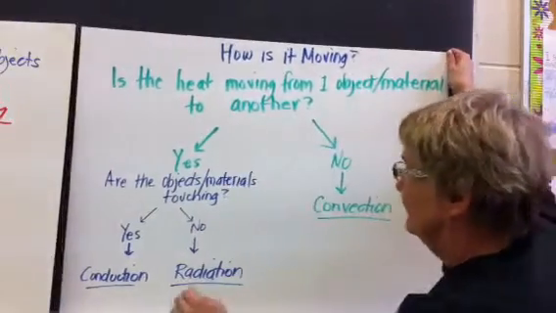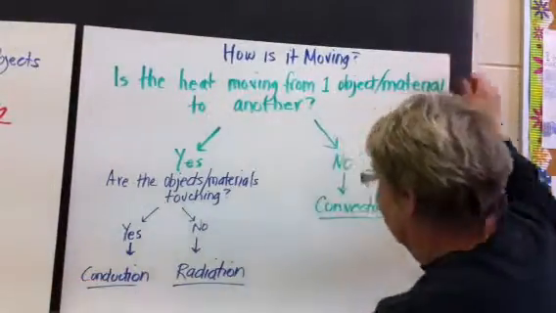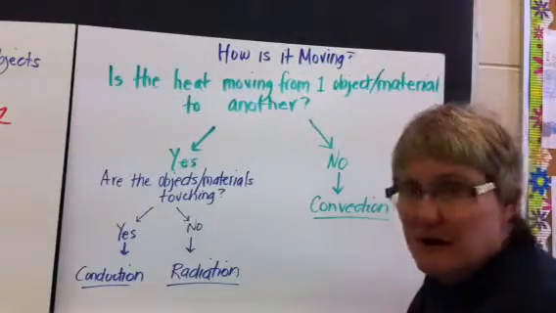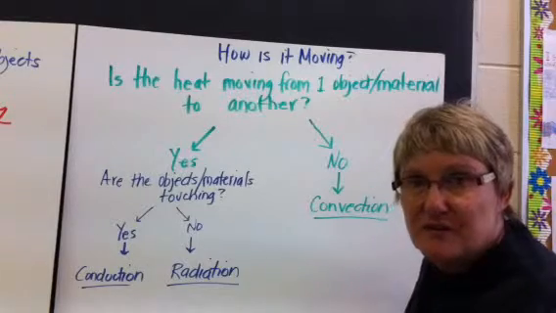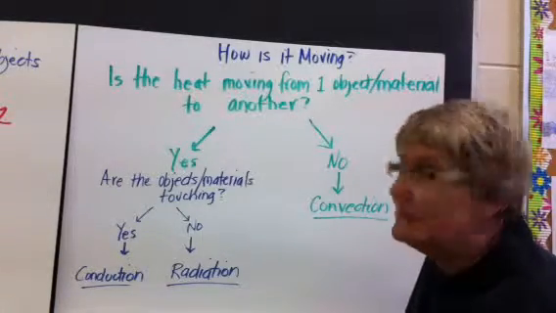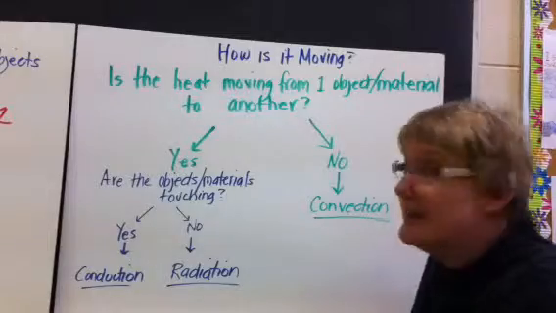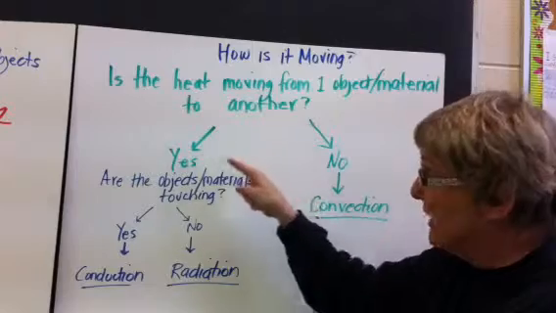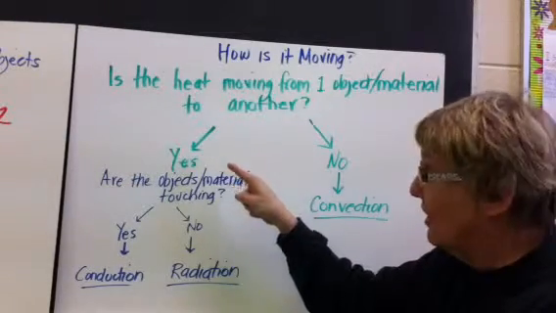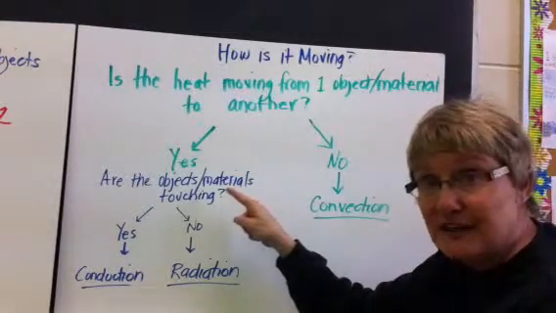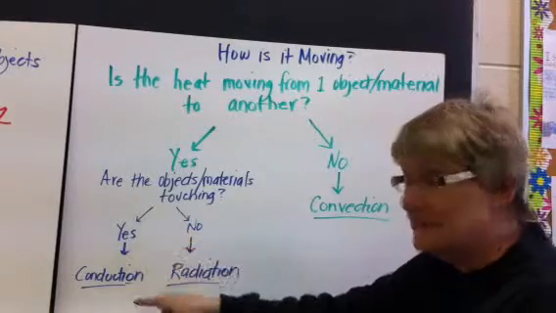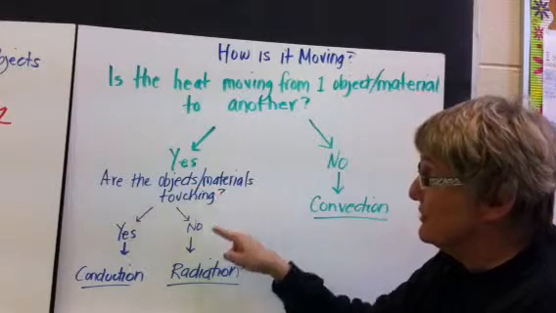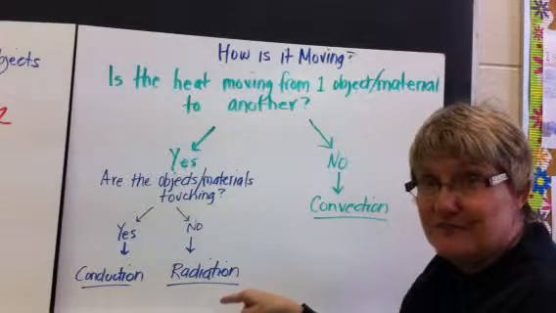Now, you have this graphic organizer in your materials. An easy way to figure out which type of heat transfer it is to ask yourself the question, how is it moving? Is the heat moving from one object or material to another? If your answer is yes, ask yourself, are the objects or materials touching? If they're touching, yes, it's conduction. If the objects or materials are not touching, it's radiation.